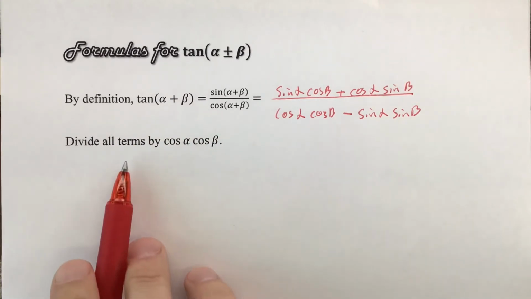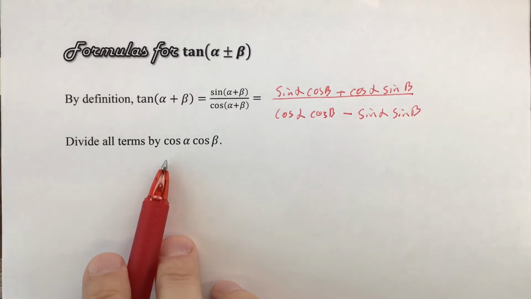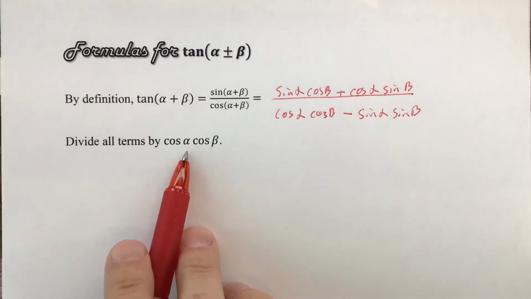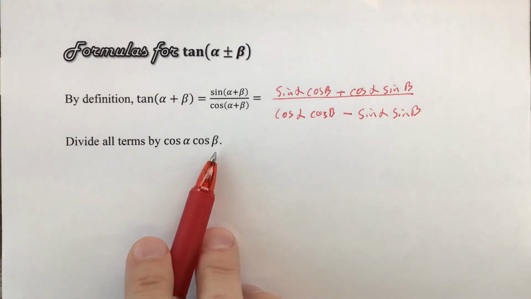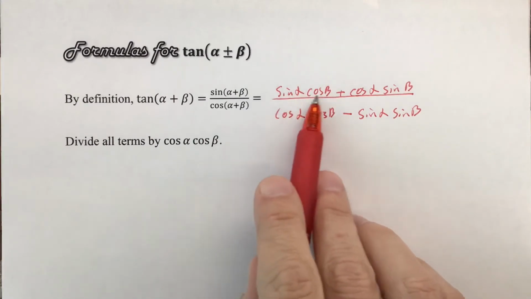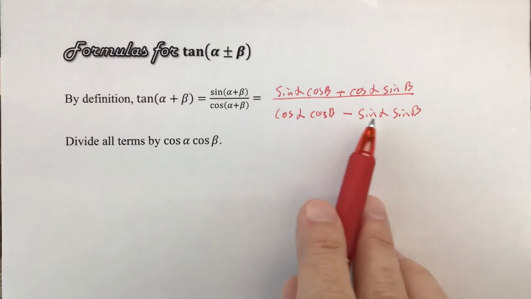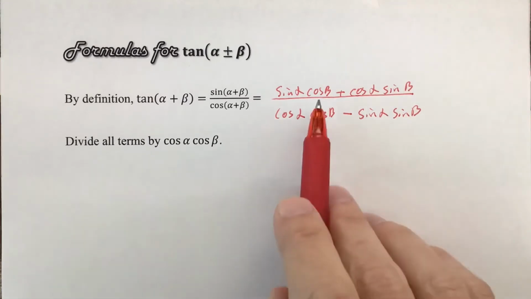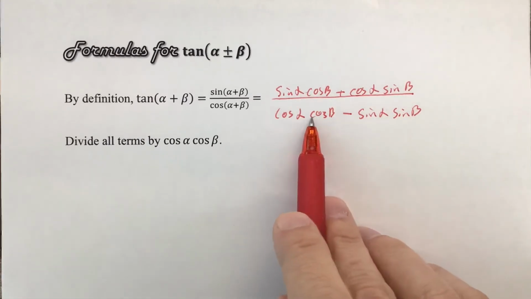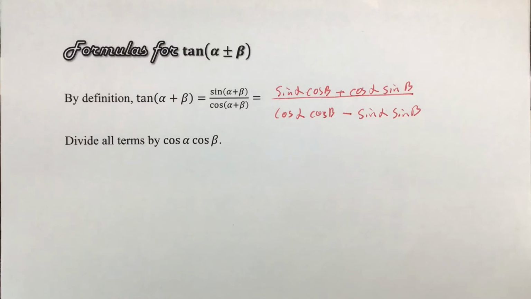All right, so our first big step here is going to be to divide every term by cosine alpha, cosine beta. That means that this right here, which is a term, is going to get divided. This as a term is going to get divided, and so is this, and so is this. So we're going to be dividing all four of these parts by that. So it's going to look a little bit big here.